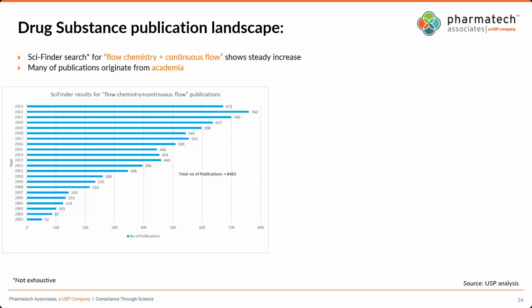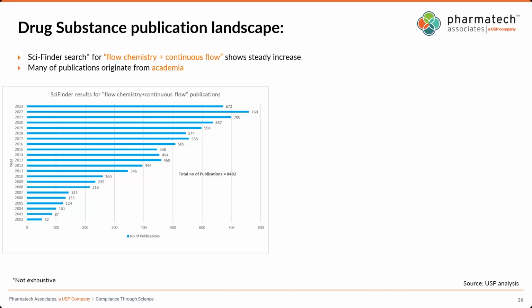Yeah, so now since you have looked into the commercial landscape, let us quickly understand how the publication landscape looks like on the academia side. So one way to do it is, when we did a quick search of flow chemistry and continuous manufacturing, you can see for the past 20 years a steady increase in the publications. However, most of these publications originate from academia. And how do you know that? So when we filtered these results with the industry-based publications.